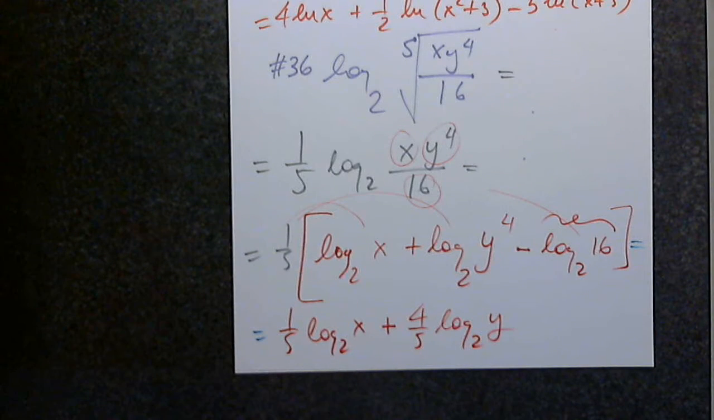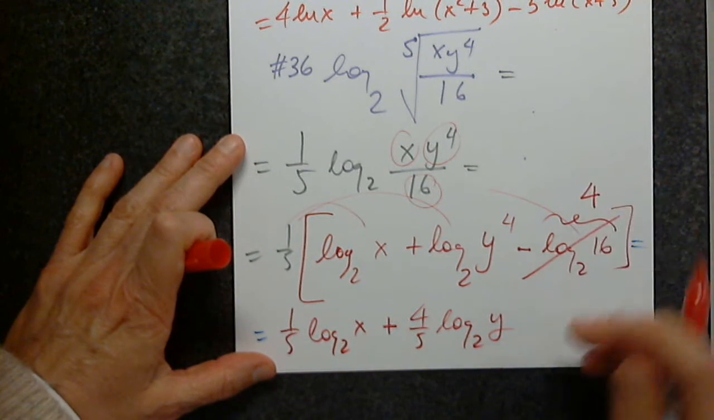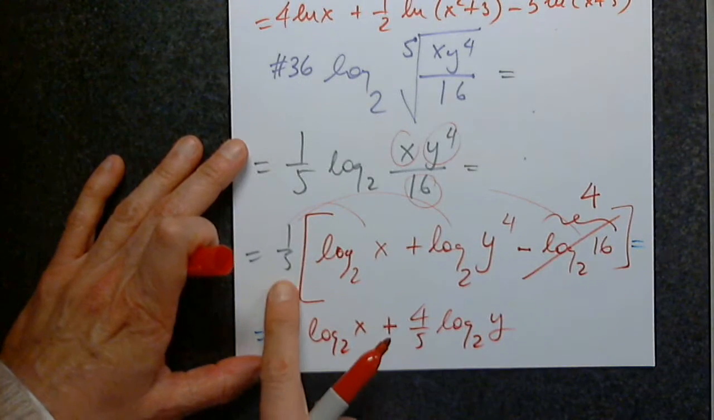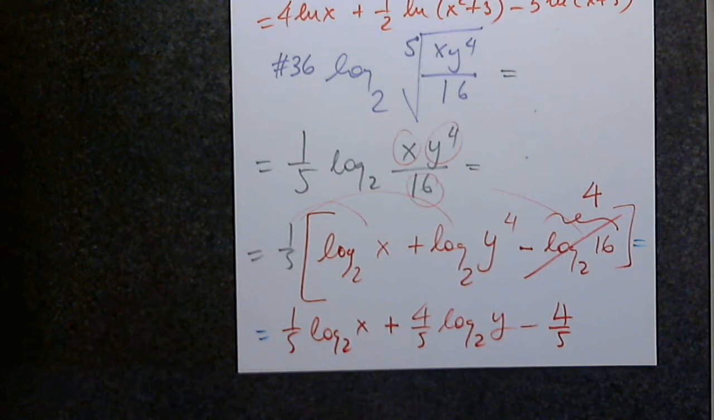Now let's discuss this. Is there a way of simplifying log base 2 of 16? 2 raised to blah, blah, blah equals 16. I mean, 2 raised to 3... exactly, 4. So this whole thing is 4, right, but I have to multiply by 1/5. And that's the end of it.